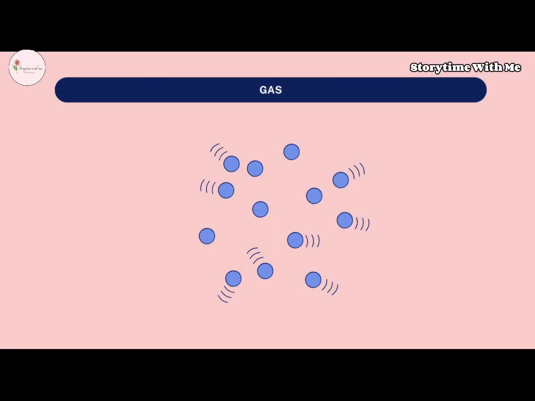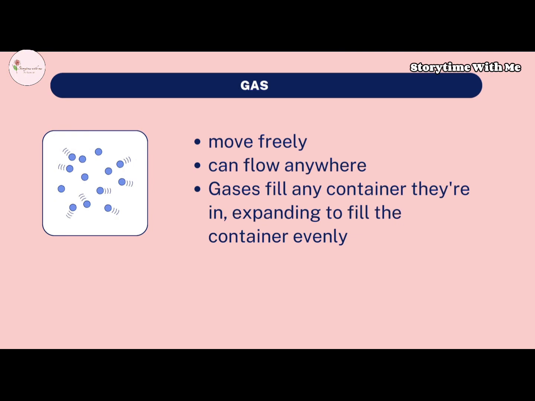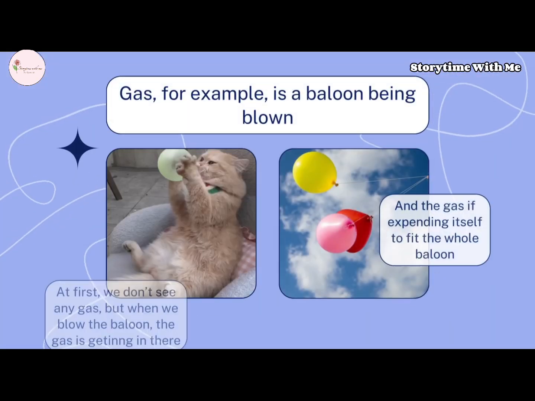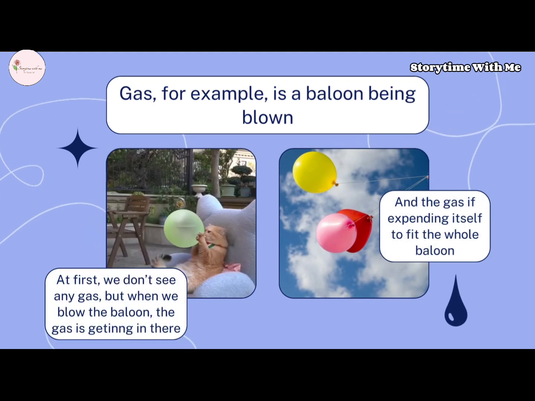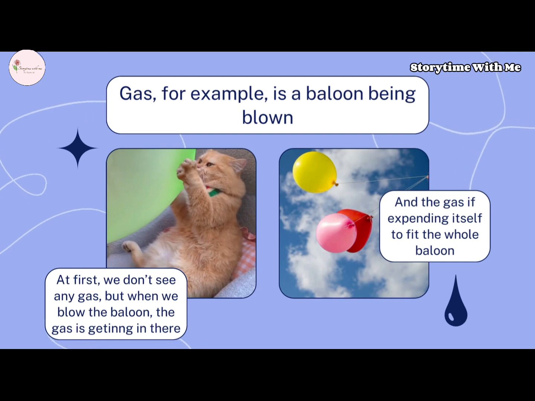Now let's have a look at gas. Gases move freely, they can flow anywhere, and gases fill any container they're in, expanding to fill the container evenly. Gas, for example, is a balloon being blown. At first, we don't see any gas, but when we blow the balloon, the gas is getting in there, and the gas is expanding itself to fit the whole balloon.